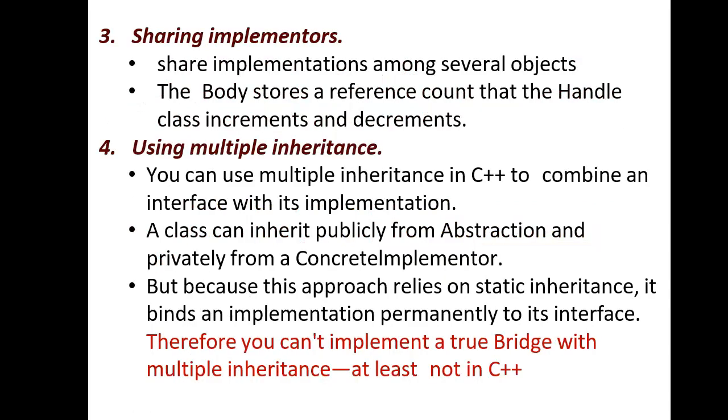Now, sharing implementers: share an implementation among several objects. The body stores a reference count that the handle class increments and decrements. Using multiple inheritance, you can use multiple inheritance in C++ to combine an interface with its implementation. A class can inherit publicly from abstraction and privately from concrete implementer. But because this approach relies on static inheritance, it binds an implementation permanently to its interface. Therefore, you cannot implement a true bridge with multiple inheritance, at least not in C++.